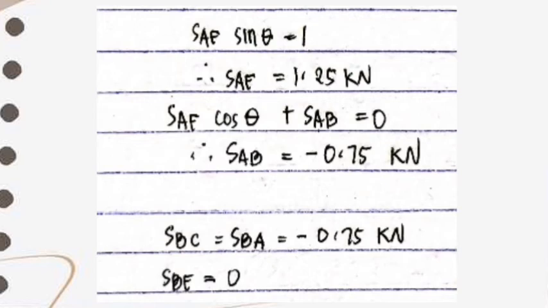So the SAE cos theta plus the SAB is equal to 0. So therefore, the SAB is equal to negative 0.75 kN. So our SBC is equal to SBA, so it is equal to negative 0.75 kN. So the SBE is equal to 0.